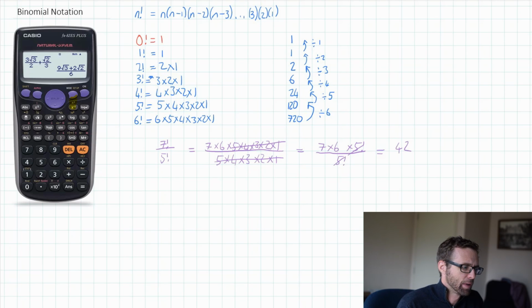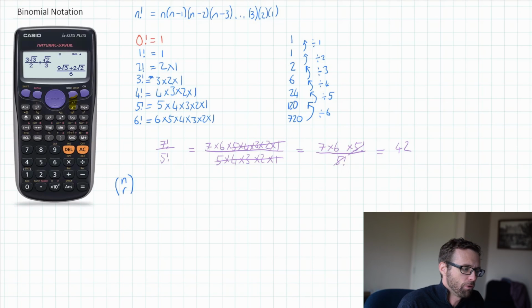The second thing that we need to be aware of is this notation here. This notation is used in statistics in an area called combinations, and we're going to come to that in our Stats 1 course a bit later on. I'm not going to go into a full explanation of it now. I'll just show you what it is and what it does. How we say this is we say n choose r.